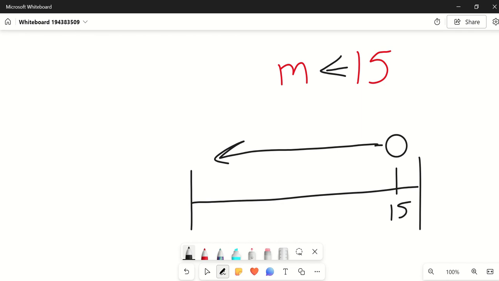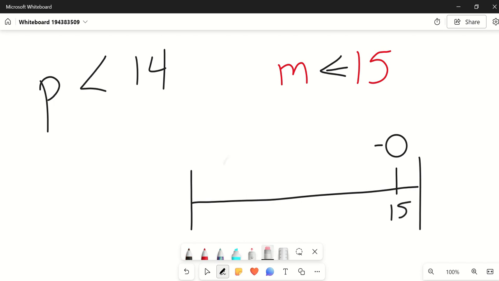So then why the other way? Oh yeah, with p, and then it was like greater than 14. Why was that? P is greater than 14. Or I mean less than 14. Why was that on the right side to the left?